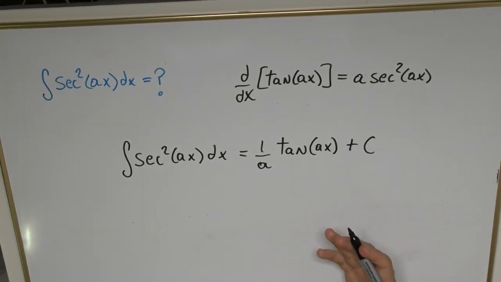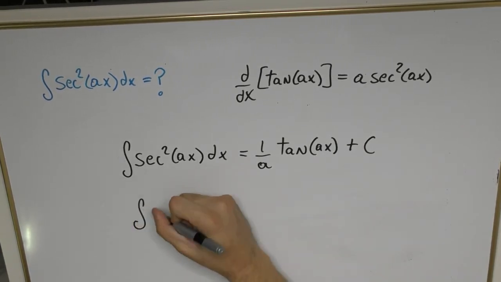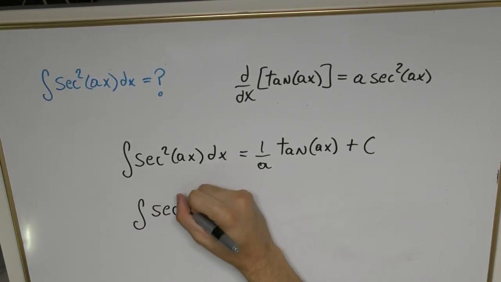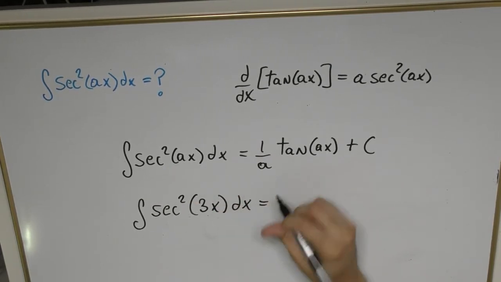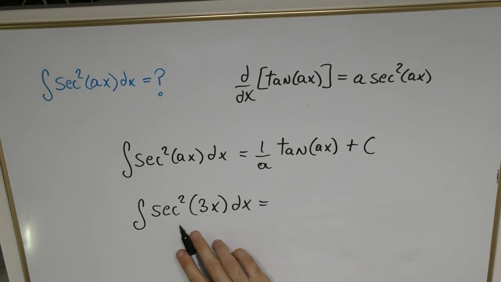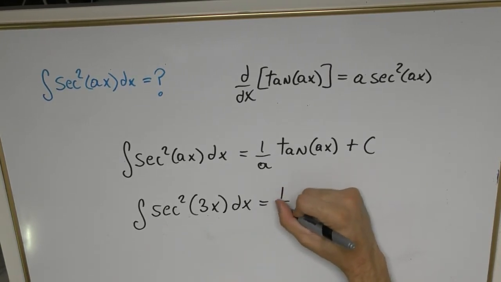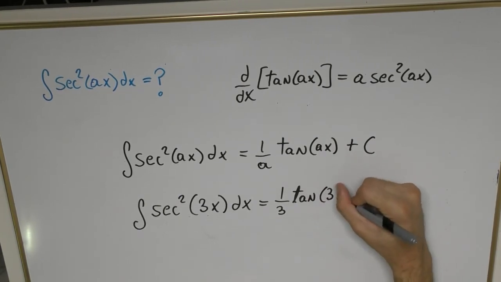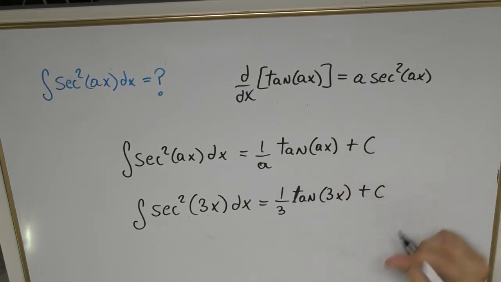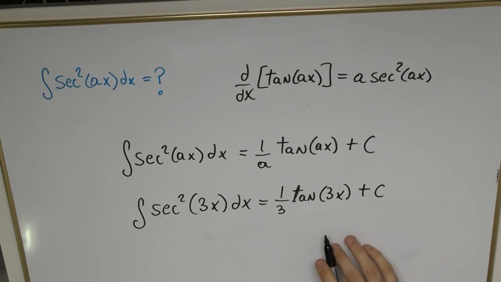So now let's apply it to a simple example. Let's say we wanted to integrate the function sec squared of 3x. Then all we would need to do is follow this general formula, and we're going to have 1 over 3 tan 3x plus the constant c. And that's our final answer.